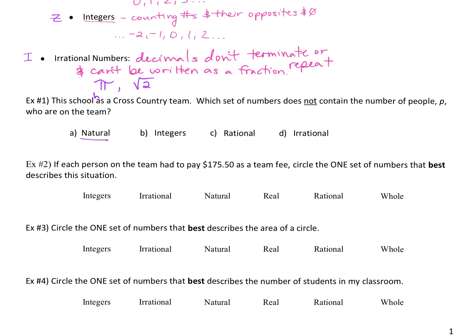You can have a natural number, 3. You can have an integer, 7. You can have a rational number, 600, right? You cannot have an irrational number of people.